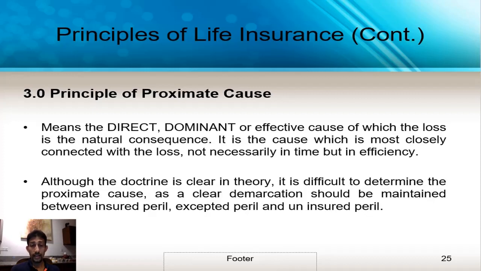It is also explained as a direct, dominant, or effective cause of which the loss is a natural consequence. It is the cause which is most closely connected with the loss, not necessarily in time but in efficiency. Although the doctrine is clear in theory, it is difficult to determine the proximate cause, as a clear demarcation should be maintained between insured peril, excepted peril, and uninsured peril.